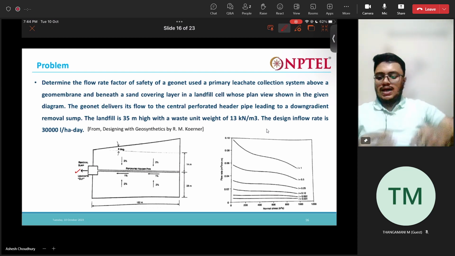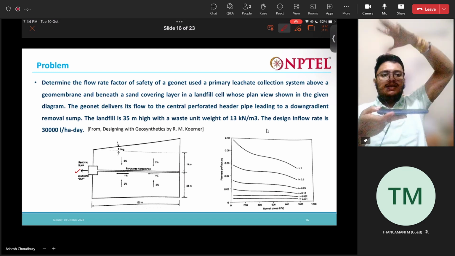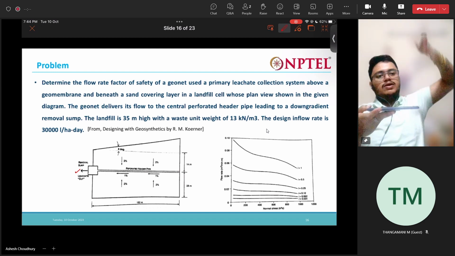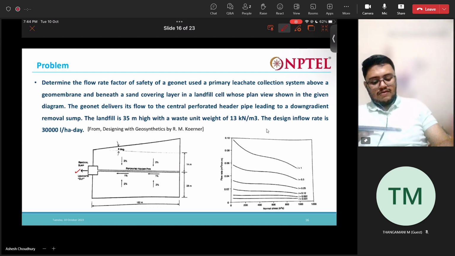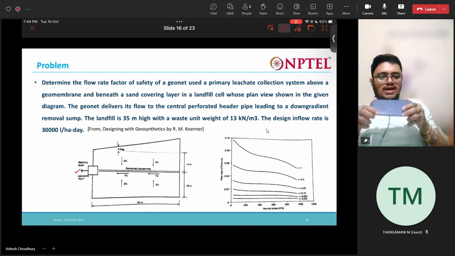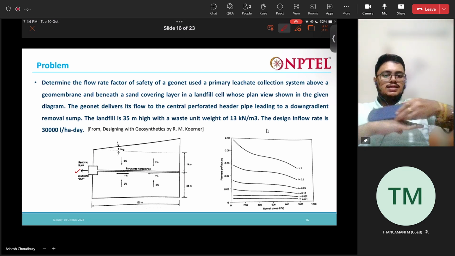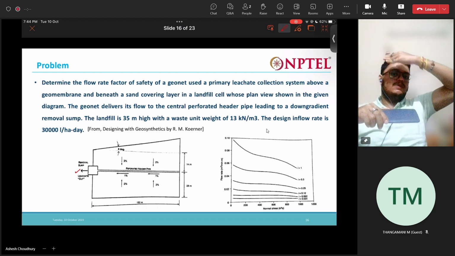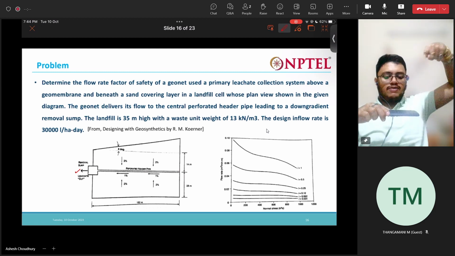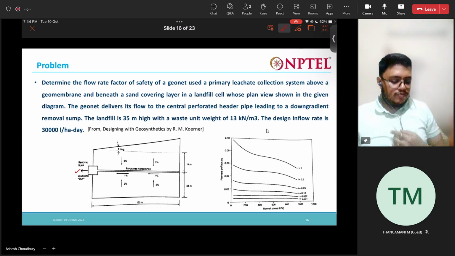So this is the ground. Above that we have the 35-meter high landfill, where everything is dumped. Below this, at the ground base level, we have this drainage system shown here. In this drainage system, we have 2% gradient slopes, and in the center, we have a perforated pipe. So leachate from all around will be carried with the help of geonets on these slopes, and finally into the perforated pipe. And the perforated pipe will drain it into the removal sump.